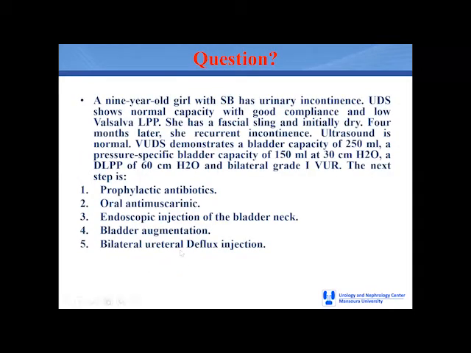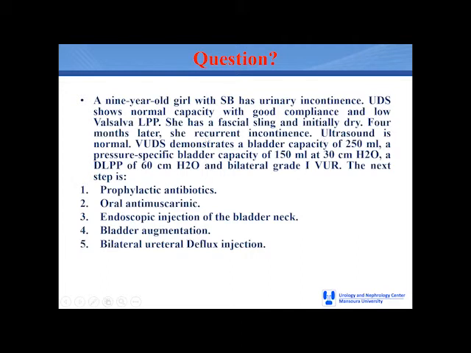This is another scenario for a 9-year-old girl with spina bifida. She has urinary incontinence. Urodynamics has shown normal capacity with good compliance and low Valsalva leak point pressure. Again, favorable bladder dynamics with good compliance and low leak point pressure. And she had a fascial sling to improve continence or dryness, and this surgery was successful from this standpoint. But 4 months after surgery, she has recurrent incontinence.